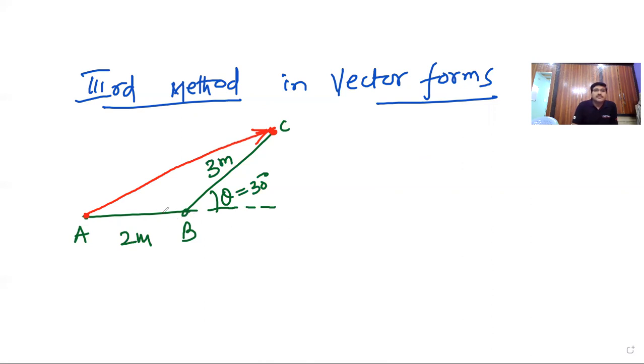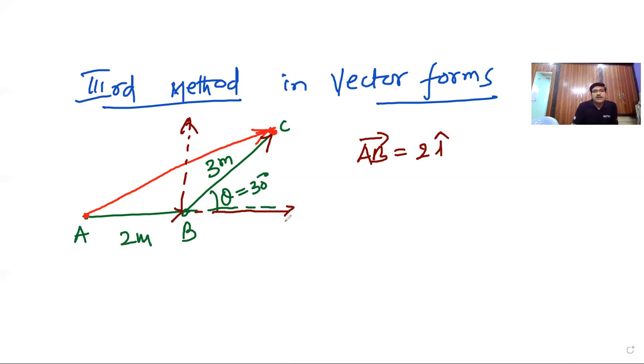Now, observe. This AB bar has magnitude 2, and its direction is like this. Here the BC bar direction is like this. The magnitude of this into the unit vector is 2 I cap. Similarly, BC bar I am splitting into components, the component along the x-axis and the component along the y-axis.